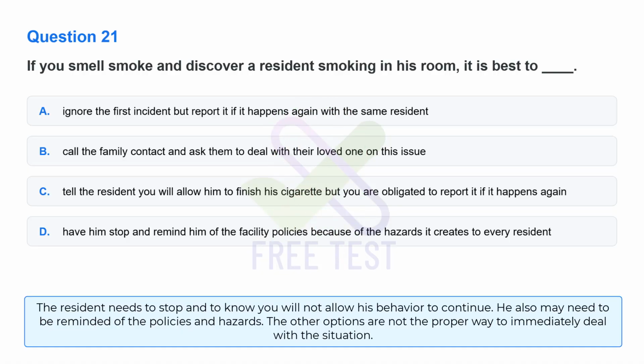The correct answer is D. Have him stop and remind him of the facility policies. The resident needs to stop and to know you will not allow his behavior to continue. He also may need to be reminded of the policies and hazards. The other options are not the proper way to immediately deal with the situation.